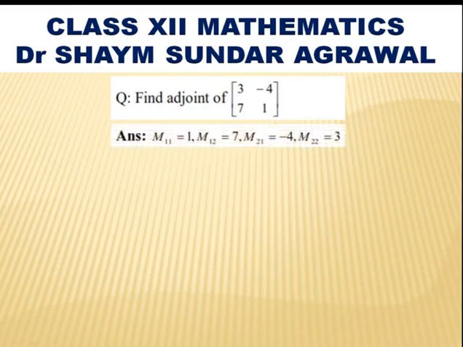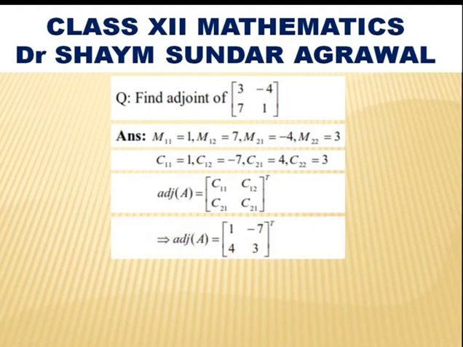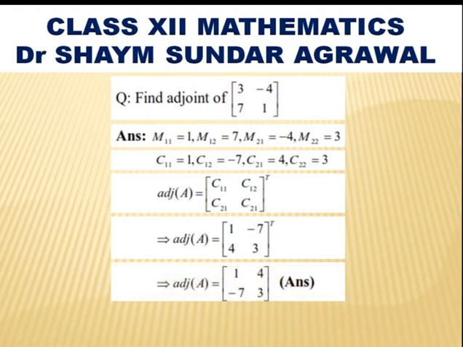As we have already calculated, the minors are M11 is 1, M12 is 7, M21 is minus 4, M22 is 3. Similarly, its cofactors are C11 is 1, C12 is minus 7, C21 is 4 and C22 is 3. Now the adjoint of A is the matrix where each element is replaced by its cofactor, C11, C12, C21, C22, and then transposed. That is 1 minus 7 4 3, and the transpose of this is 1 4 minus 7 3. So the adjoint of that matrix is 1 4 minus 7 3.